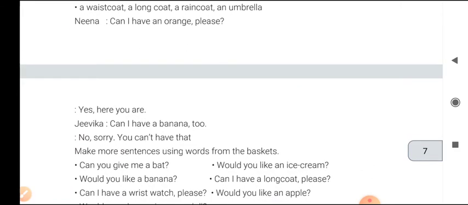Nina, can I have an orange, please? Yes, here you are. Jivika, can I have a banana too? No, sorry, you can't have that.